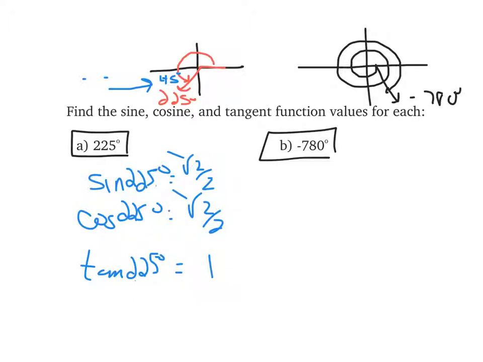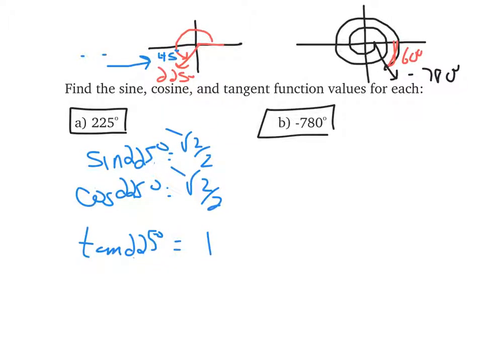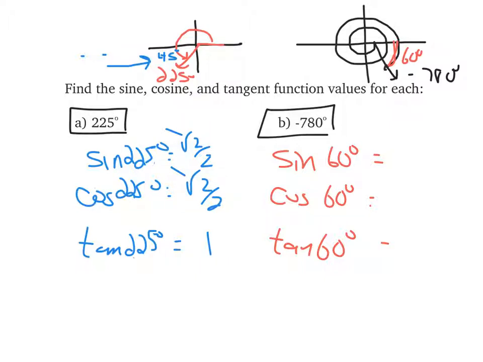Now, how far away am I from the x-axis? Well, I'm 60 away. So what I'm going to do first is figure out these three values at 60. These are ones you're supposed to know. What is sine 60? What is cosine 60? And what is tangent 60? All right, now, hopefully you have these memorized. Sine 60 is square root of 3 over 2. Cosine 60 degrees is 1/2. Tangent is sine over cosine, or just square root of 3.